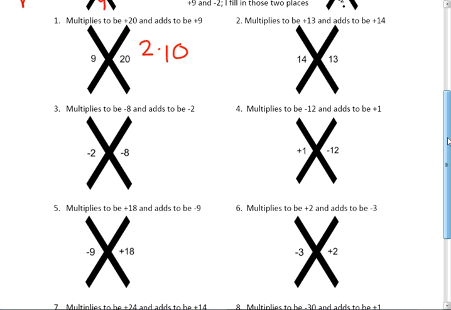Okay, Joey, can you give me 2 more numbers that give you 20? Multiply to 20. Okay. What else? How about 1 times 20? But sometimes, the 5 and 4 you already got.